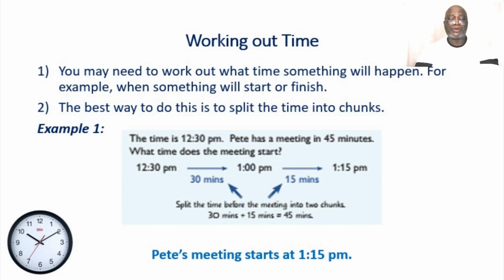The time now is 12:30. So again, you split it in chunks. You'll observe that the time is split into either 30 minutes, sometimes an hour, sometimes 15 minutes. If you split it into 5 or 10 minute chunks, it will be a little bit untidy, except if within the time frame it's relevant. So let's look at this. 12:30 to 1 is 30 minutes. And then 1 p.m. to 1:15 is 15 minutes because he has a meeting in 45 minutes. So Pete's meeting starts at 1:15 p.m.